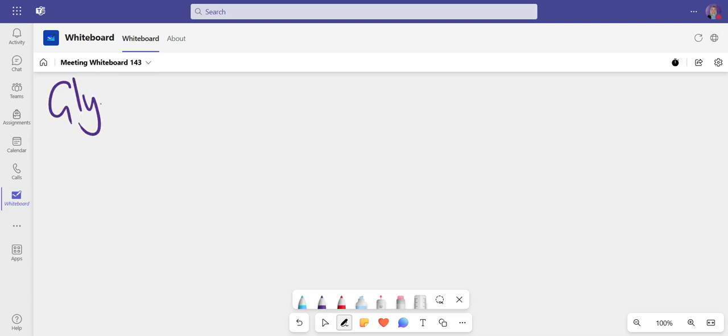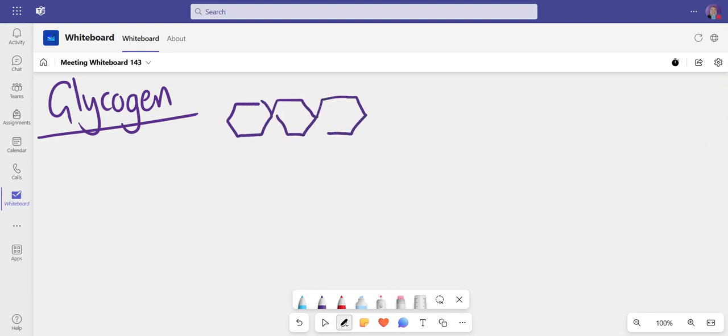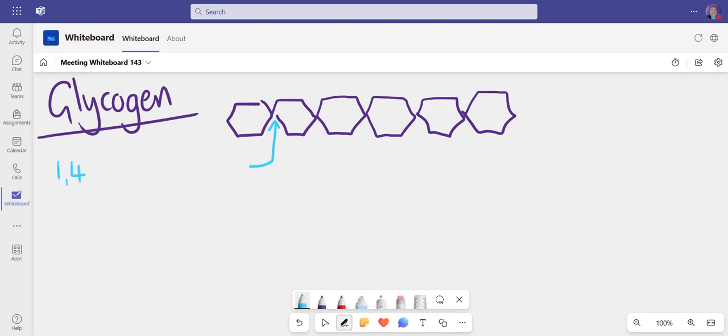So glycogen is a polysaccharide, and basically it's lots of glucose molecules, lots of alpha glucose molecules joined together in a line. Now we've looked at how two alpha glucose molecules join, and it's exactly the same, but it goes on for many glucose molecules rather than just two. So we know already that these bonds here that join them together are called 1,4 glycosidic bonds.